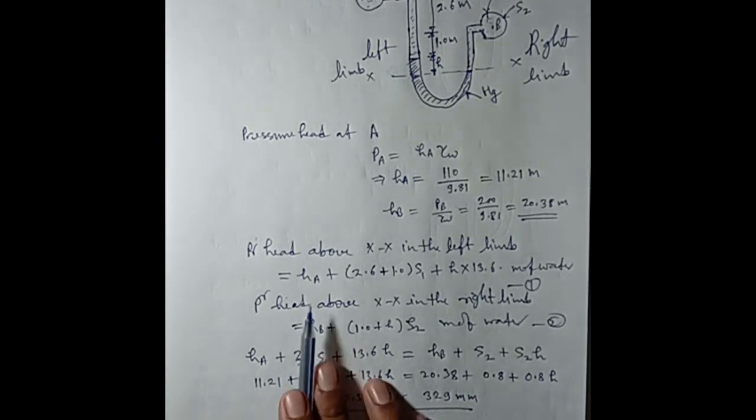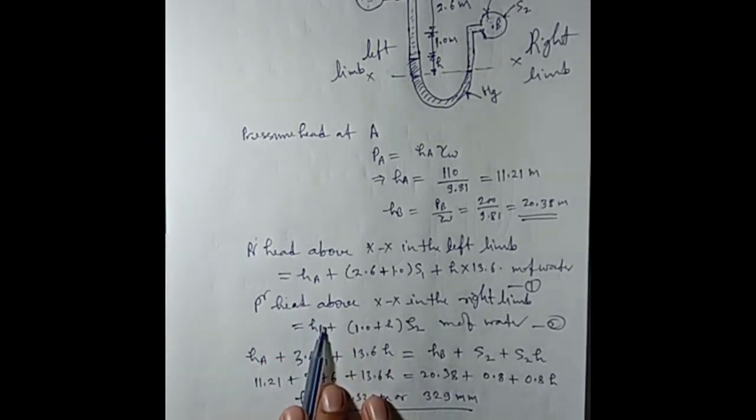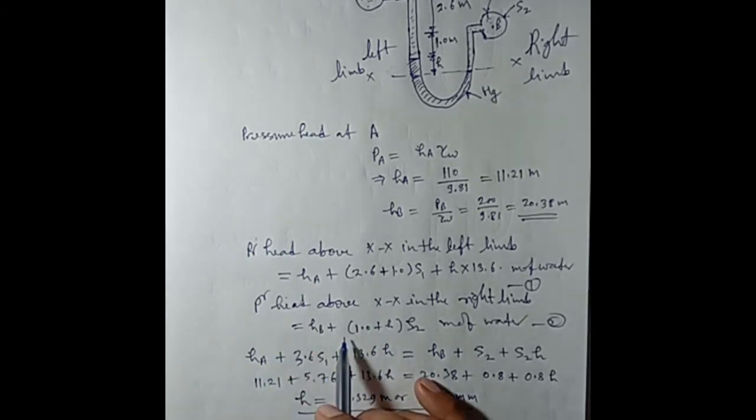Therefore we equate equation 1 and 2. Firstly calculate these values, pressure head, left limb and right limb, which are equated, and putting all these values, now we calculate the pressure difference of limbs A and B. H is equal to 329 millimeter.